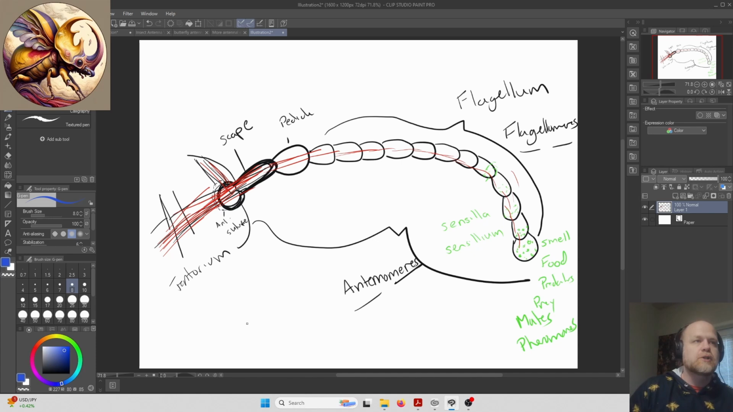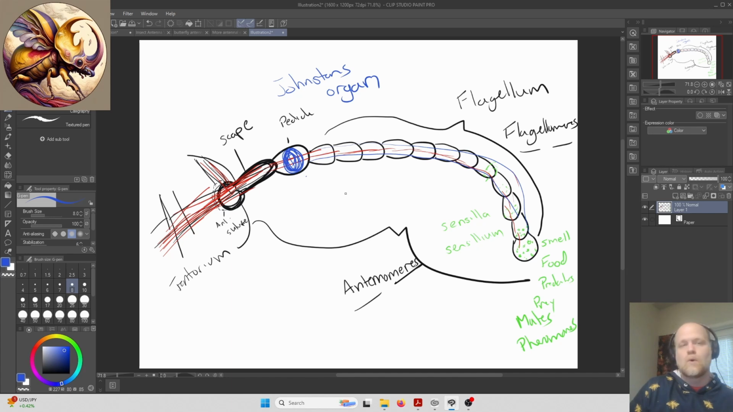So one major structure in the pedicel, I'm not going to draw it out, but there's an organ in the pedicel called the Johnston's organ. And this organ allows sensory reception for the placement of all the flagella. So it can detect the movement of the individual flagellomeres. It detects vibration in the individual flagellomeres.